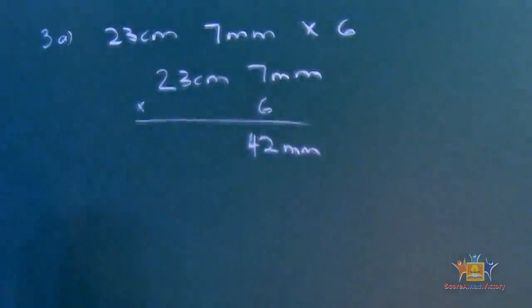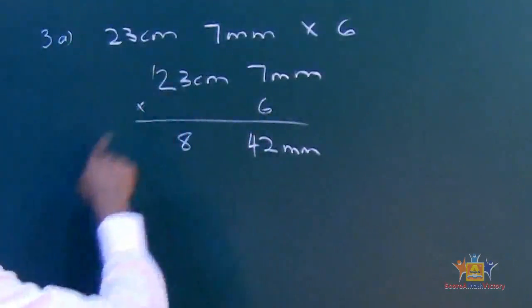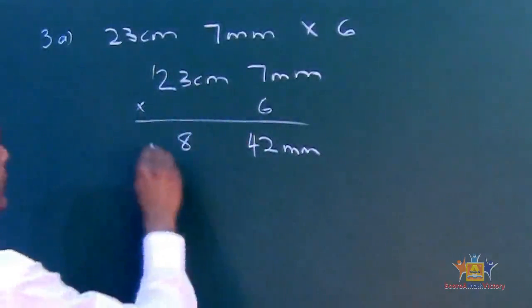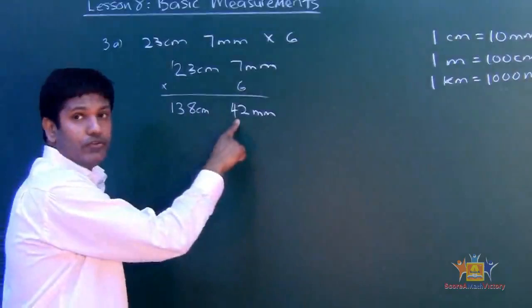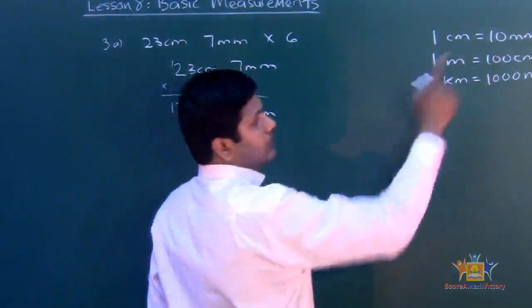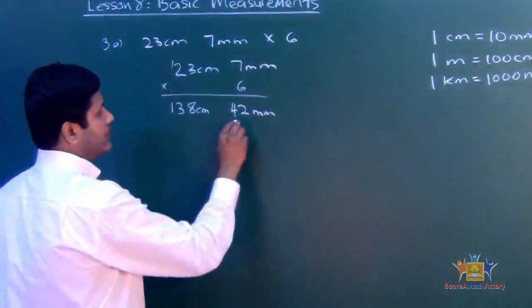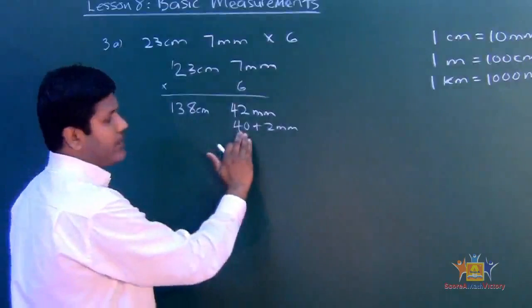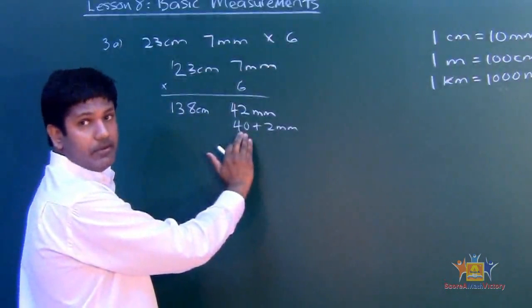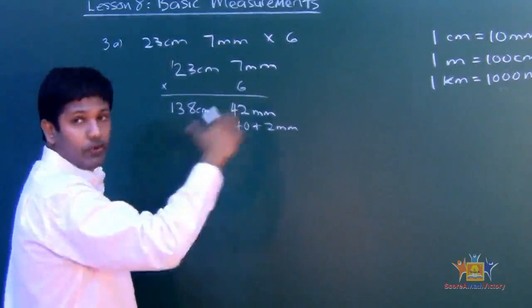6 times 3 is 18. So we're going to put 8, carry 1. 6 times 2 is 12, plus 1 is 13. Okay, 138 centimeters. Now look at that, 42 millimeters. See that? It went over the 10 millimeters. That means I can convert it. That means 40 plus 2. That 40 millimeters equals what? 4 centimeters, by using the rotation method.